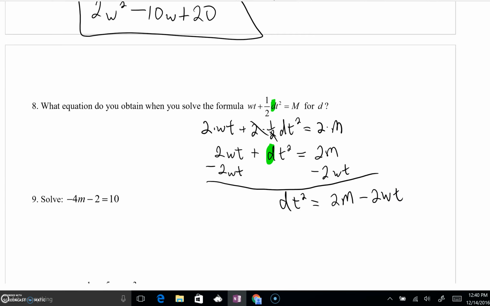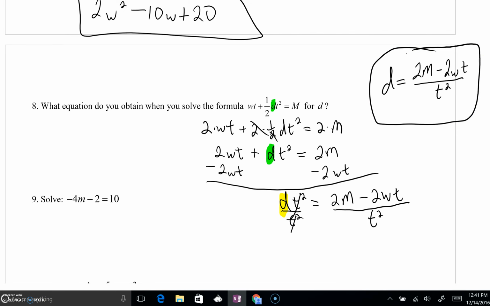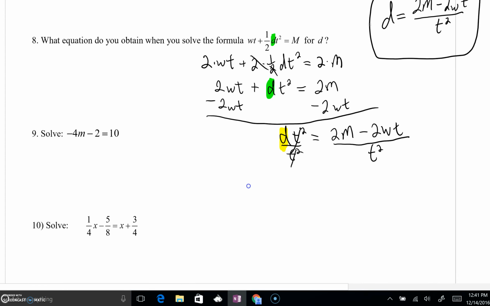If you look real closely, you're going to see that d is not alone. We have t squared there. So to get rid of t squared, we can divide both sides by t squared. In fact, what you're going to see is this whole unified fraction here, 2m minus 2wt all over t squared, would be our final answer. Of course, we could separate into 2 different fractions. It's sufficient right now to just do this. Let's take a look at a couple more problems.